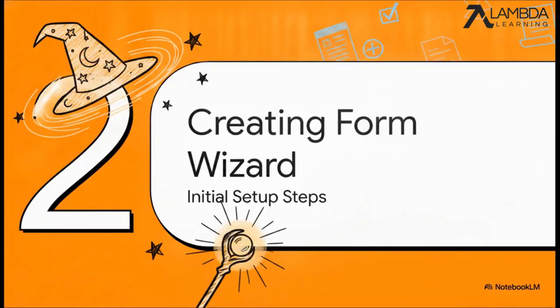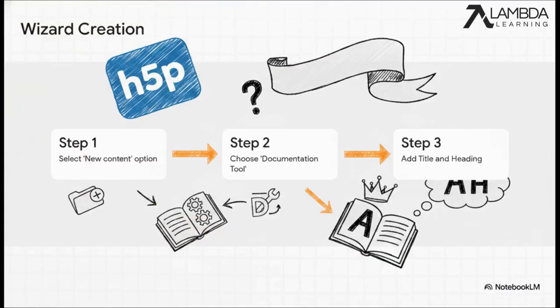Okay, let's jump right into Section 2, creating your form wizard. Getting this off the ground is honestly a breeze. If you've spent any time at all in H5P, this is going to feel like second nature. You really just follow 3 simple steps. First, select new content in your H5P hub. Second, choose the documentation tool from the drop-down list. And third, set up your overarching title and heading. Now don't skip that heading, it's actually super important because it acts as a constant anchor at the top of the screen, keeping your students grounded no matter how deep into the wizard they click.